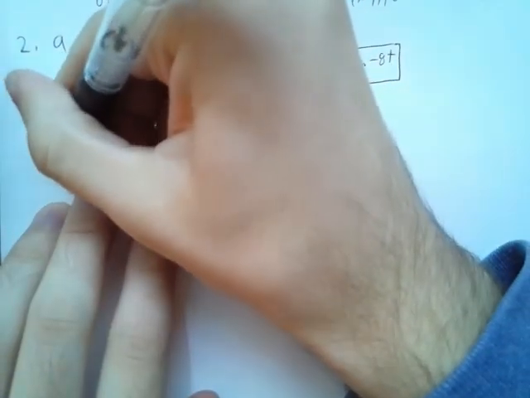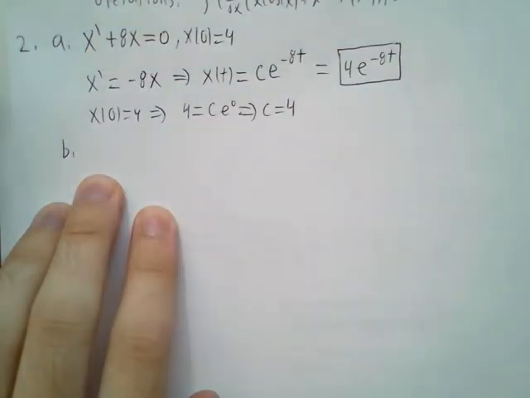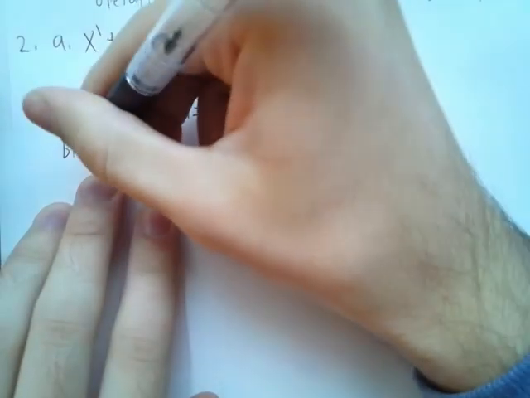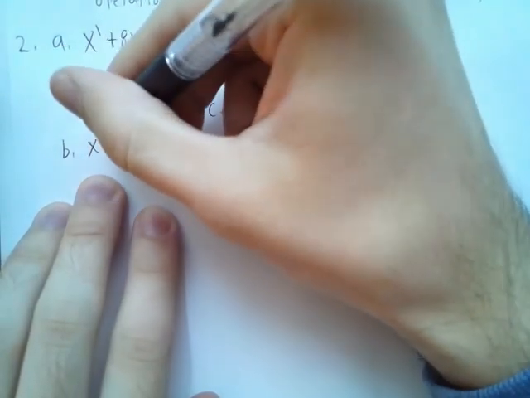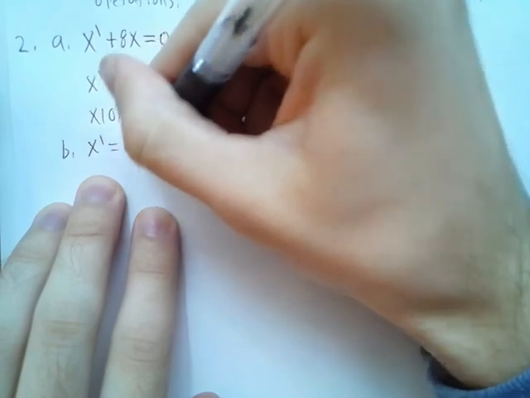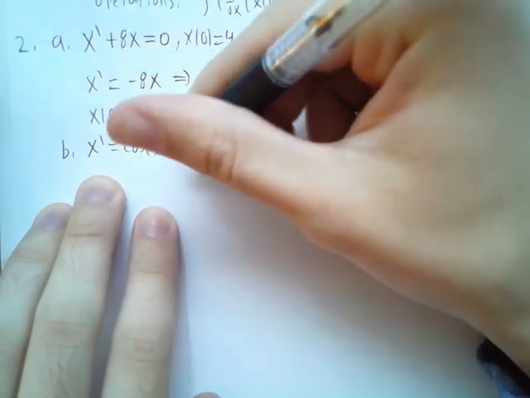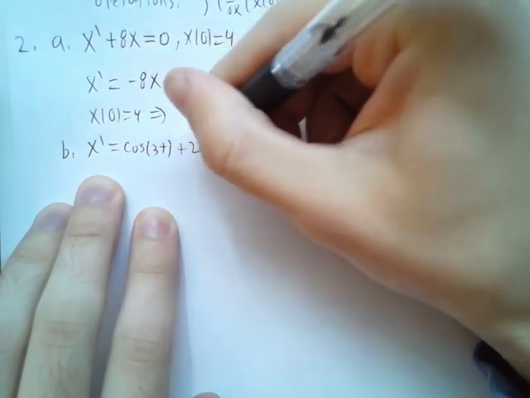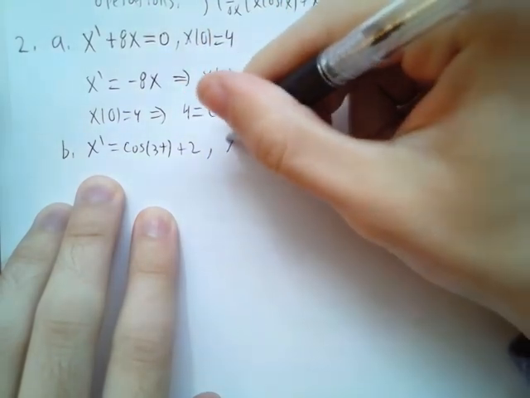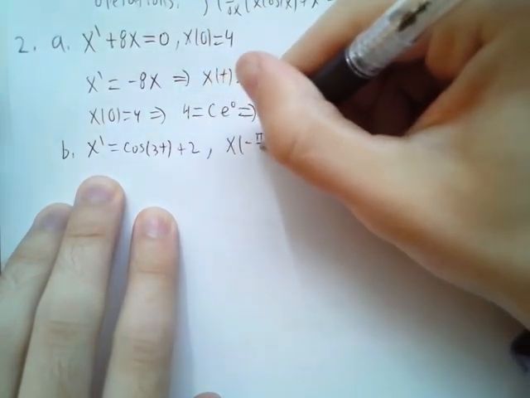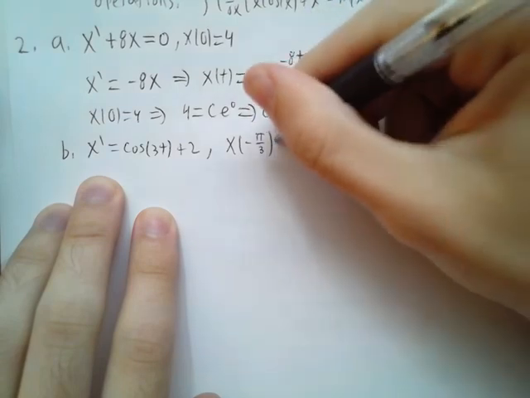Okay. The second part of this problem gives us a different equation. x prime equals cosine of 3t plus 2, with x of negative pi over 3 being equal to 1.